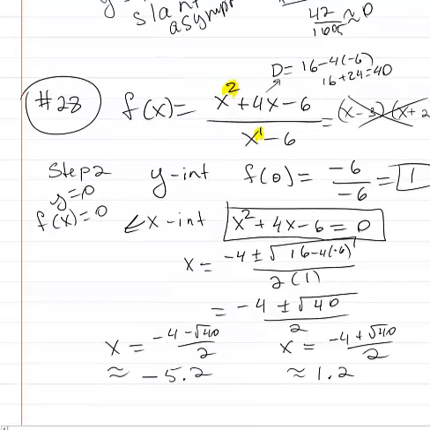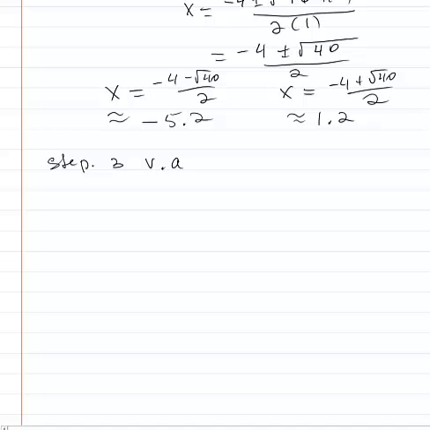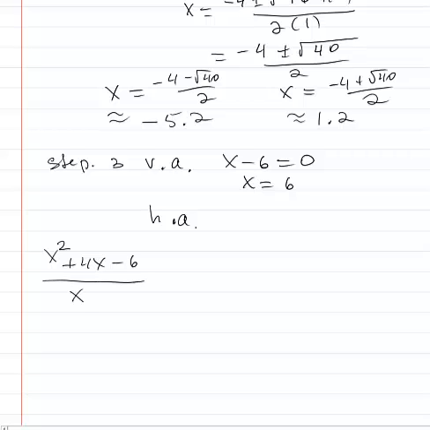Okay. Now let's go ahead and look for the asymptotes. What about the vertical asymptote? So step number 3. For the vertical asymptote, you just need to take the denominator and set it equal to 0. So that's x equals 6. Horizontal asymptote: once again, we have x squared plus 4x minus 6 over x minus 6. The degree on top is bigger than the degree on the bottom. Therefore, it has no horizontal asymptote.